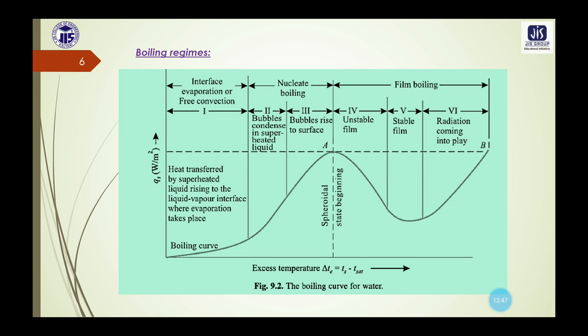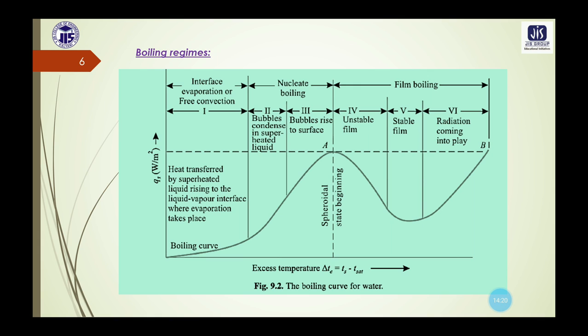Now in this diagram we can see the three definite boiling regimes. Number one is the interface evaporation or free convection. Then the nucleate boiling, which consists of zones 2 and 3, and then the film boiling, which consists of zones 4, 5 and 6 for this boiling curve. So let us first discuss the interface evaporation or free convection.